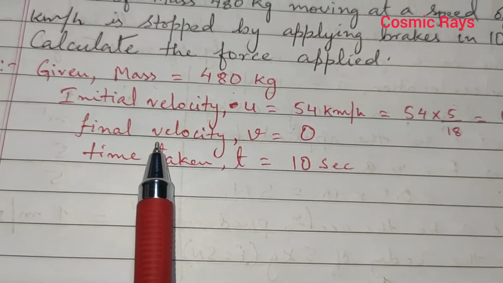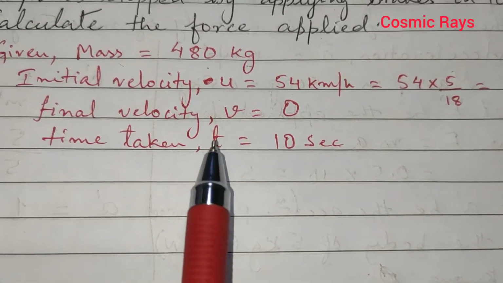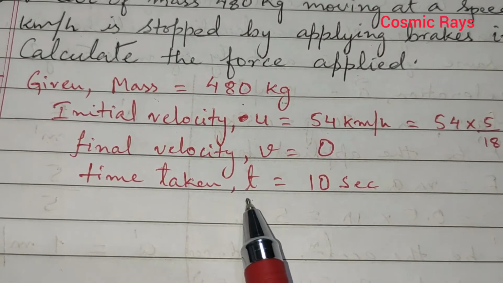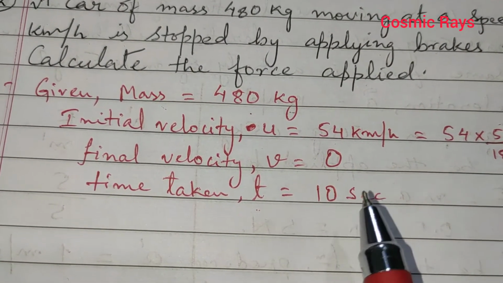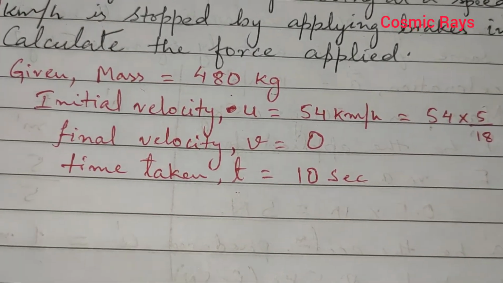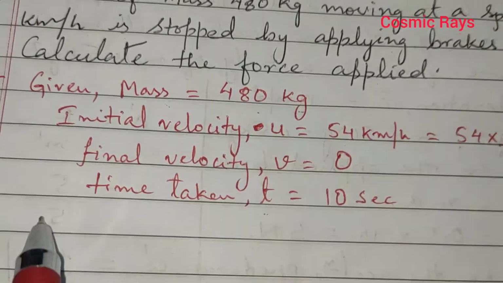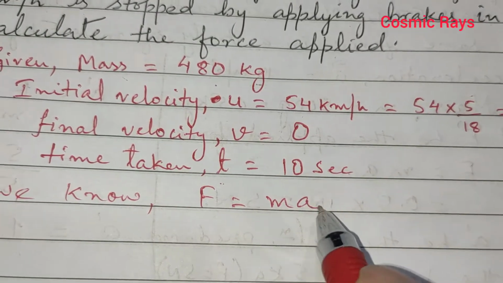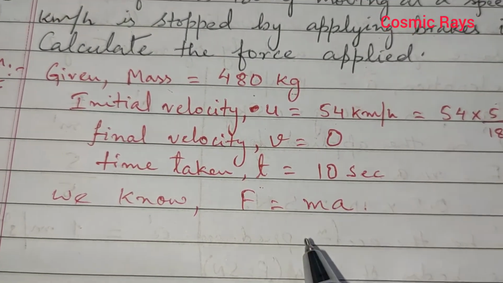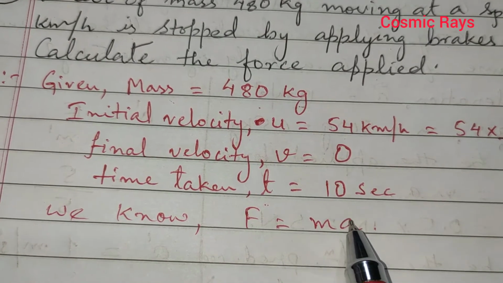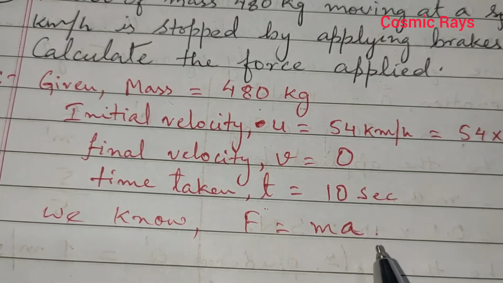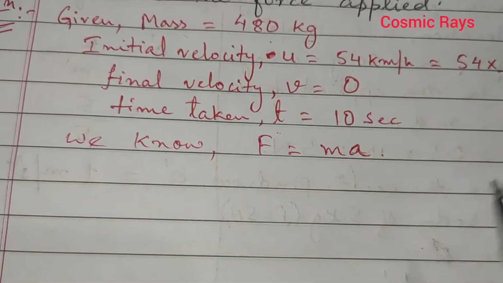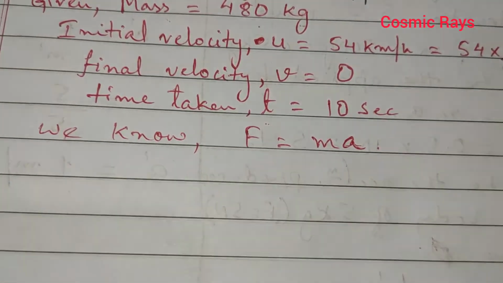Now finally the car is coming to rest after the brakes are being applied. So final velocity is 0, and the time taken is 10 seconds. Now as I told you, we have to find out force. So we know force is equal to mass into acceleration, but here acceleration is not being given to us. So either you can put the formula for acceleration here itself in the same equation and put the values and find out the answer, or you can calculate acceleration separately and then put it in this equation and find the value of force.